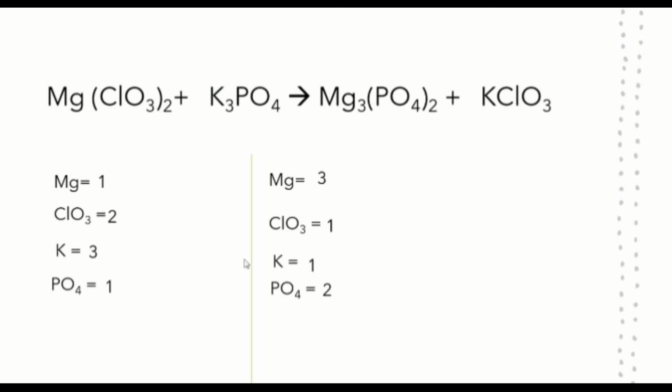Now, let's compare the elements, the cation and polyatomic ion. So, for magnesium, 1 only on the reactant side, and on the product side, 3. So, it means that we need to place a coefficient on product A. So, we will have 3. Now, when you place 3 here as a coefficient, automatically, you will multiply magnesium and chlorate by 3. So, we have a balanced magnesium atom, 3. And for chlorate, 2 times 3 is 6. On the other side, 1 only.